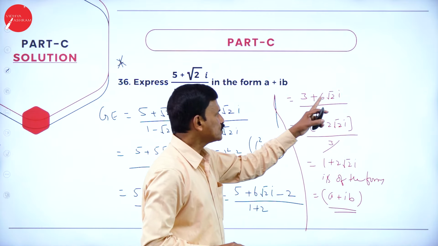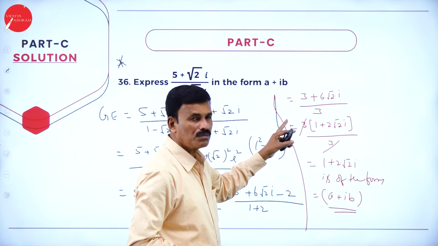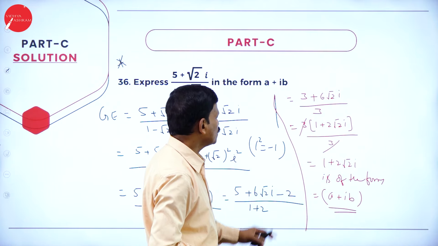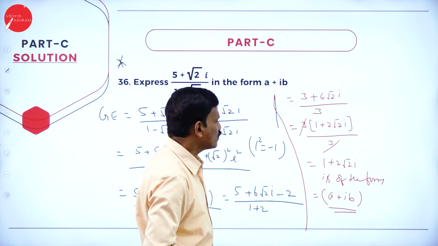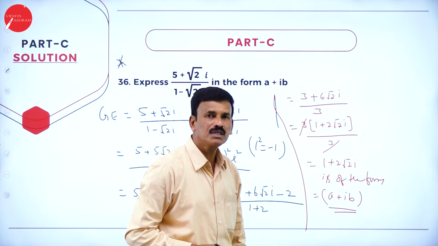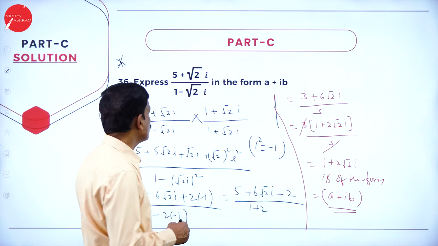5 minus 2 is 3. So 3 plus 6 root 2 i divided by 3. You can take the common factor, 3 is the common factor in the numerator, 1 plus 2 root 2 i divided by 3, 3 gets cancelled, and 1 plus 2 root 2 i is of the form a plus ib. That's it. Hope you followed. Right. Now, move on to the next problem.